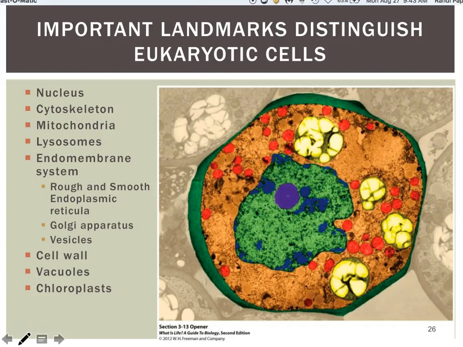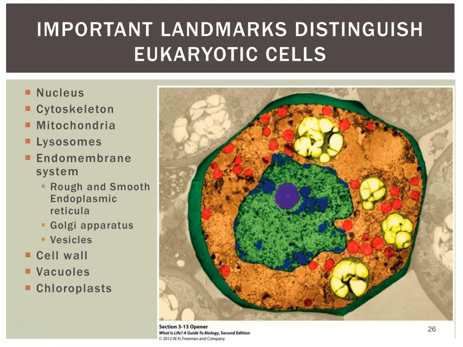So this is part 3 of chapter 4 on cell structure and function, and just running down the list of eukaryotic landmarks, organelles mostly, but not only. Nucleus, cytoskeleton, mitochondria, lysosomes, the endomembrane system, which is the rough and smooth endoplasmic reticula, the Golgi apparatus, and vesicles. We have the cell wall, vacuoles, and chloroplasts. Let's go ahead and delve in.